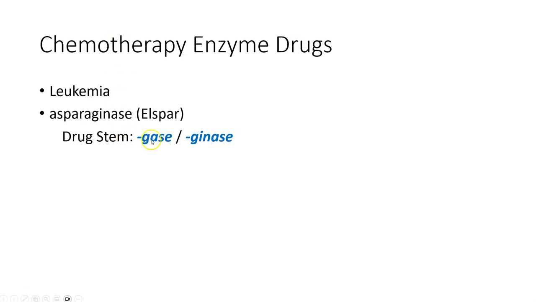There are chemotherapy enzyme drugs. These are enzymes that will break down the amino acid asparagine, which the cancer cell needs to reproduce. These drugs are most used to treat leukemia, and they include the drug asparaginase, which is known as Elspar, and they have a drug stem of gase or ginase. And that, again, that ASE means that it's an enzyme, but because it's a cancer drug, we're adding that G in front to help us identify it's not your run-of-the-mill enzyme.